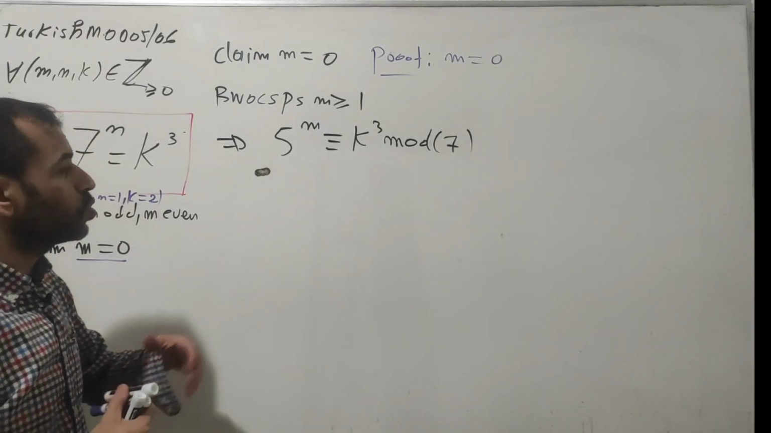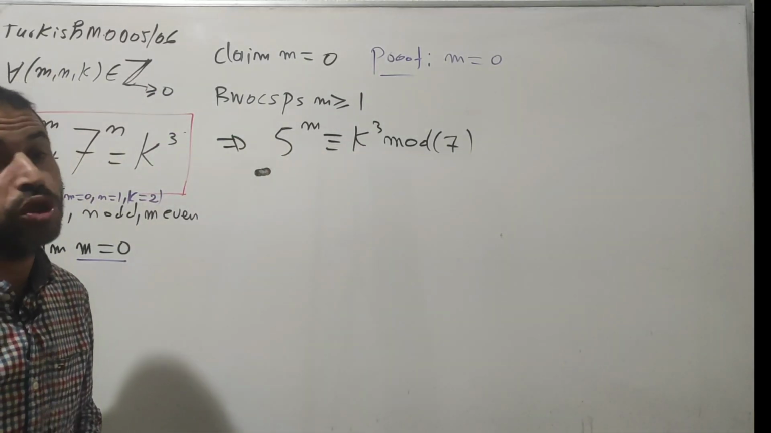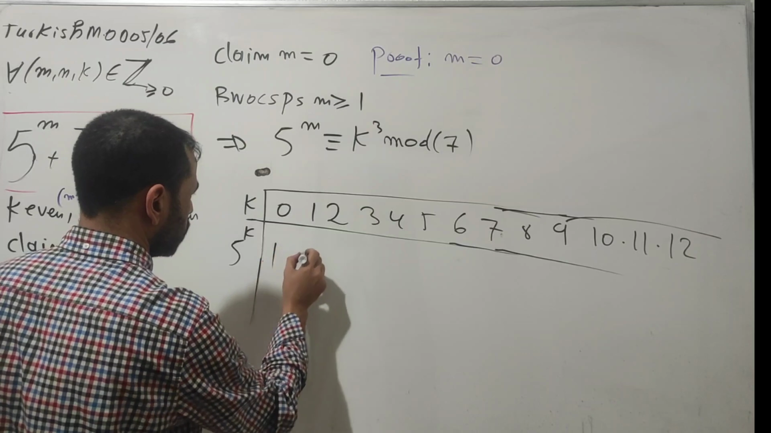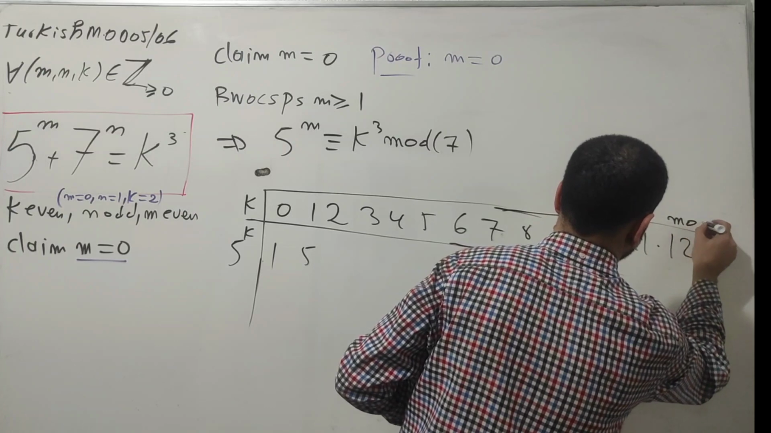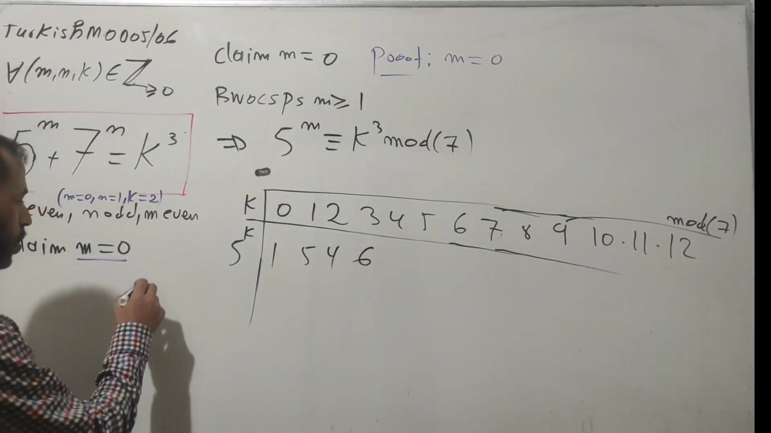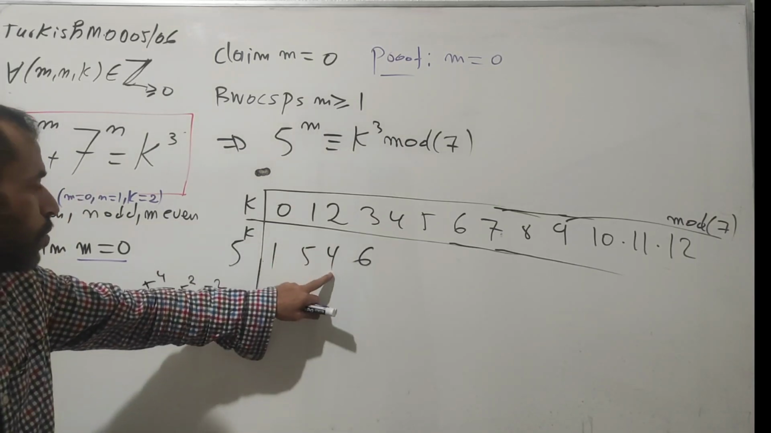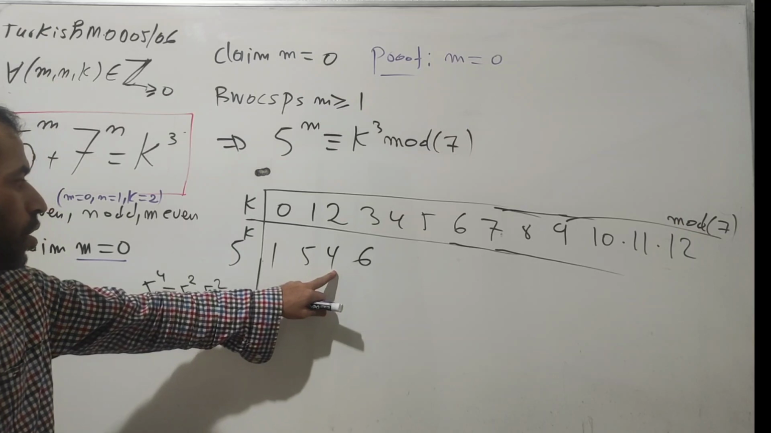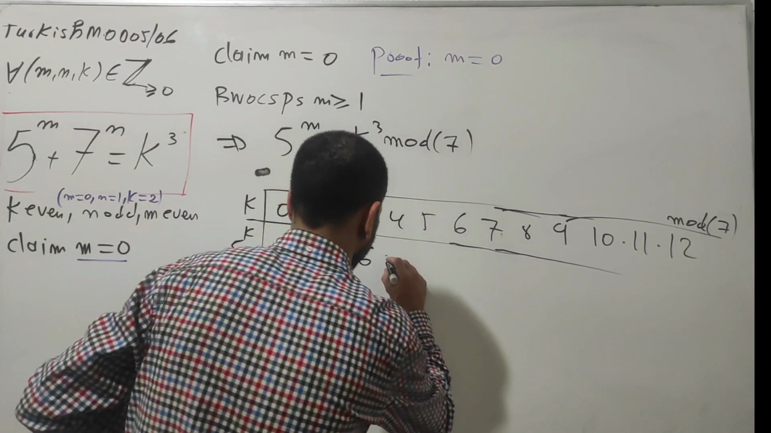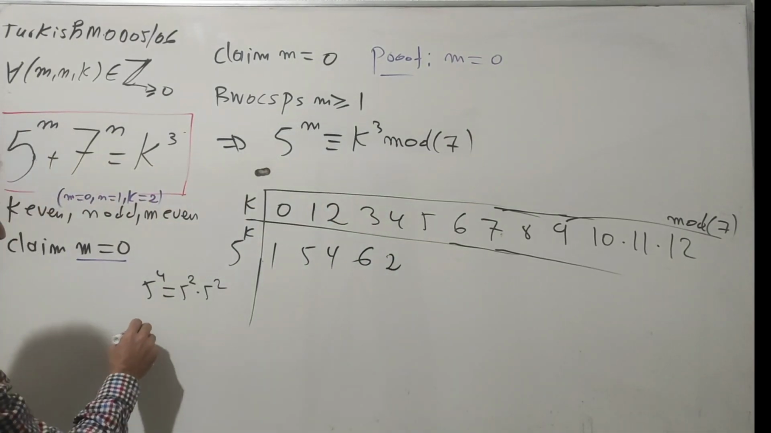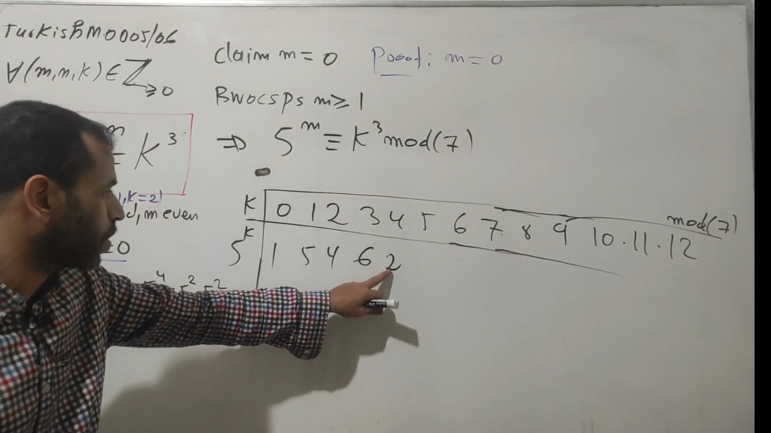Here is the thing: we are going to make a nice comparison between k cubed and 5 to the m by making two charts. You get 1, you get 5, and reducing mod 7, 5 squared gives 6. 5 to the 4th is 5 squared multiplied by 5 squared, which is 4 times 4, which is 16. 16 is 2 more than 14, so the remainder is 2. For 5 to the 5th, which is 5 to the 4th multiplied by 5, 5 to the 4th is already 2, multiplied by 5, which is 10.